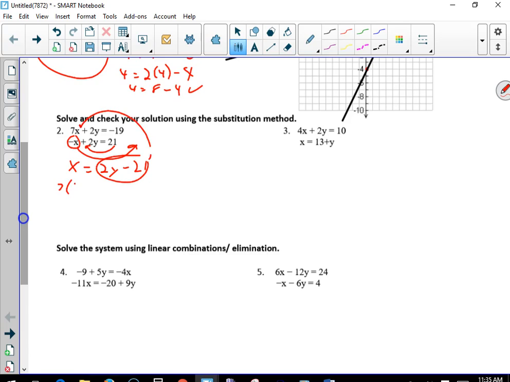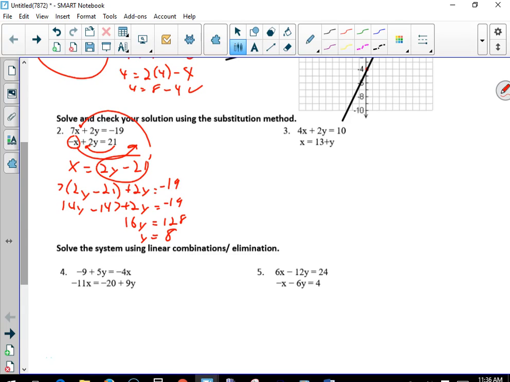So 7 parentheses, don't forget the parentheses, minus 21 plus 2y equals -19. So I get 14y minus 147 plus 2y equals -19. 14 plus 2 is 16y. And if I add 147 to both sides, I get 128. And when I divide by 16, I get y is 8.